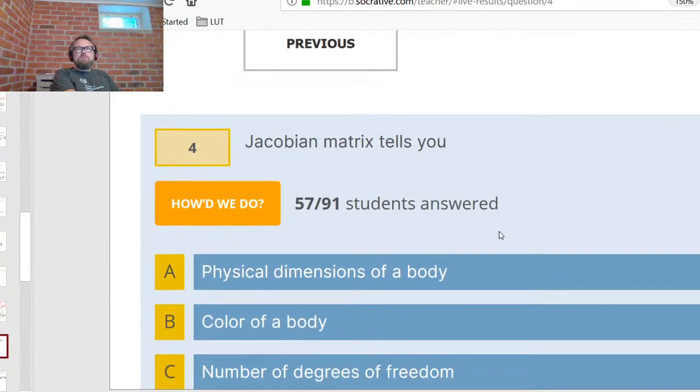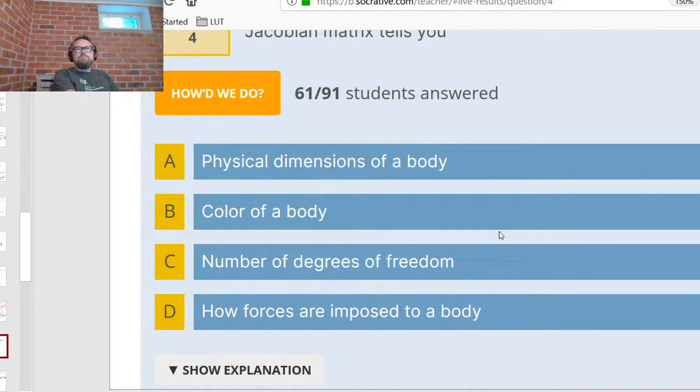What does the Jacobian matrix tell you? We got 62 answers already. Okay, here's what I promised you. If we score 100%, true 100%, everyone that participated in the in-class quiz, I'm going to give you 3 extra points. 3 extra points. Think about that. So, high motivation.